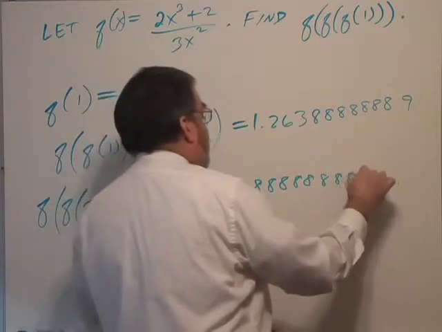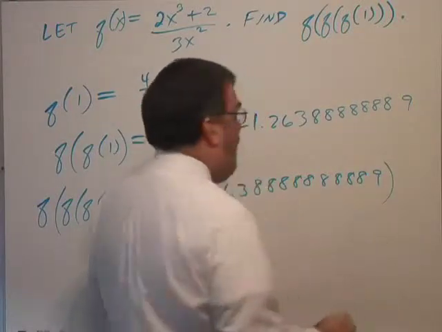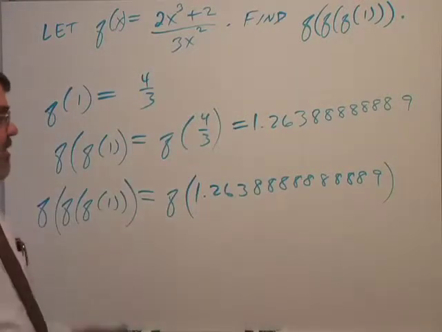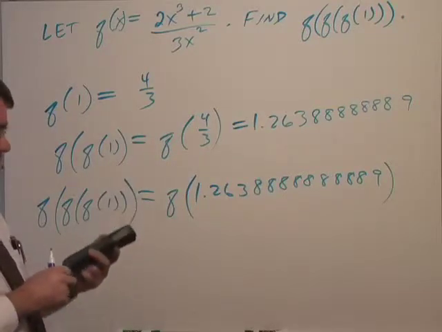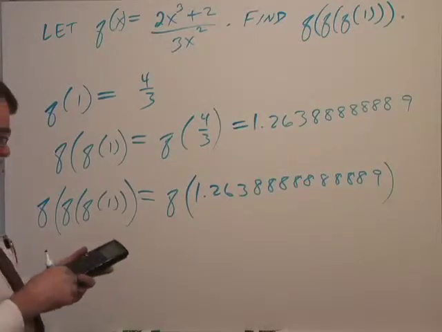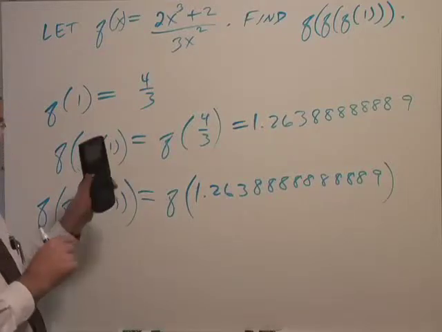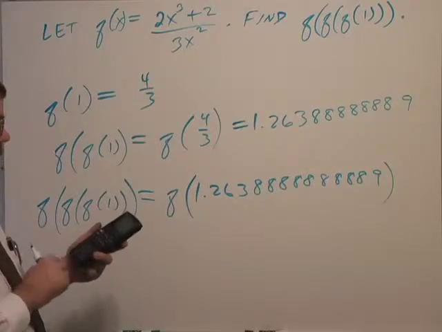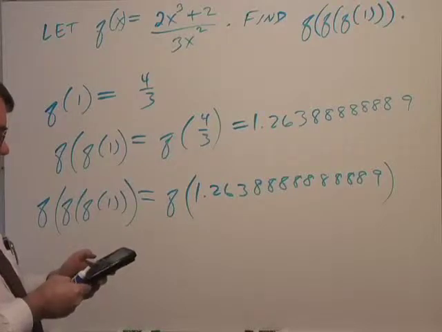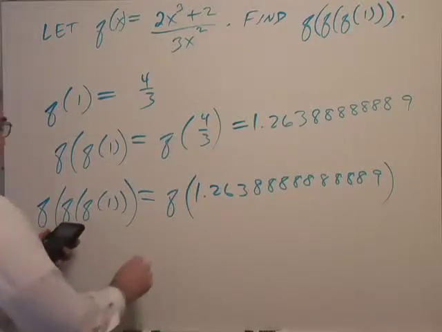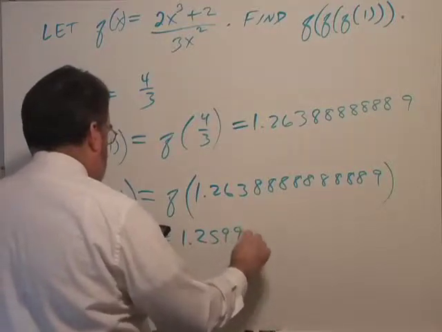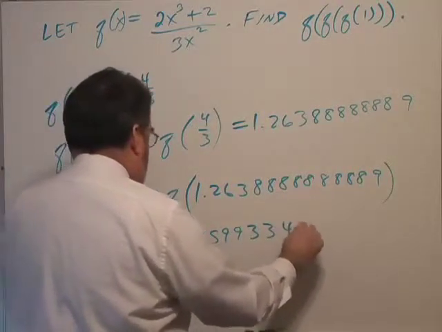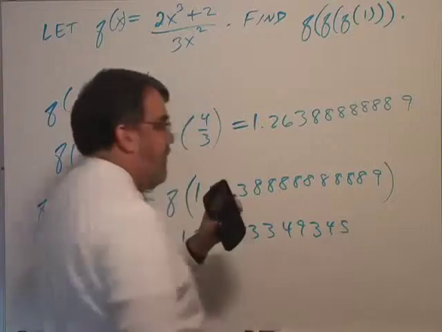Now, it would be better to use all the decimals you have on your calculator if you want precise results. If you round this off, you're going to create errors, and you won't get a very good answer. So in my case, I can just take the answer and hit store x, and then repeat my calculation, and this ends up being 1.25993349345. That's what I'm showing on my screen.